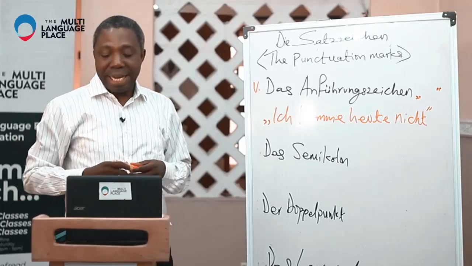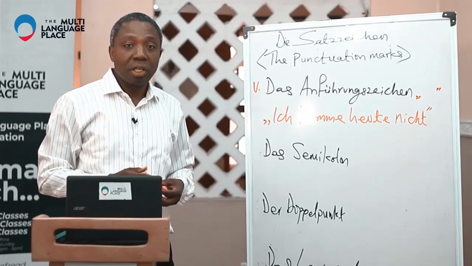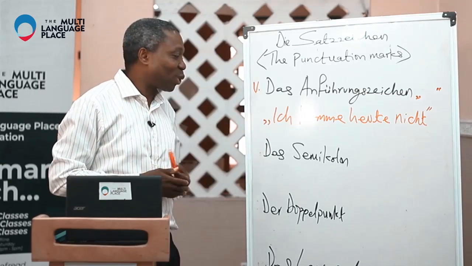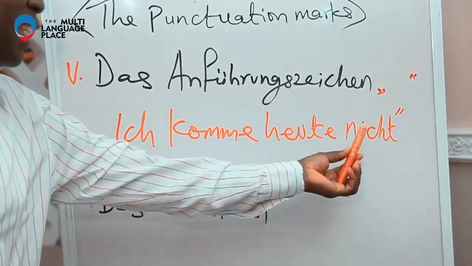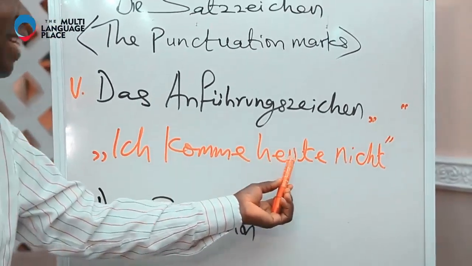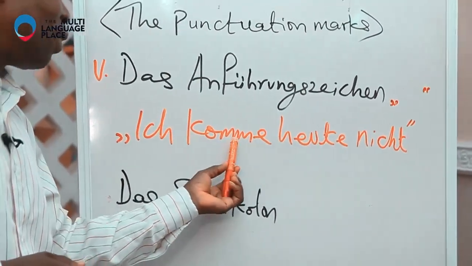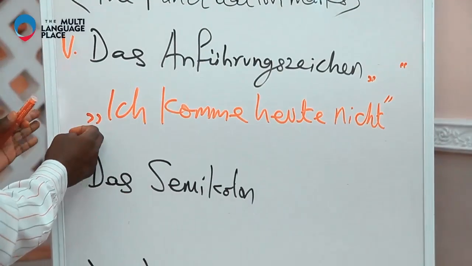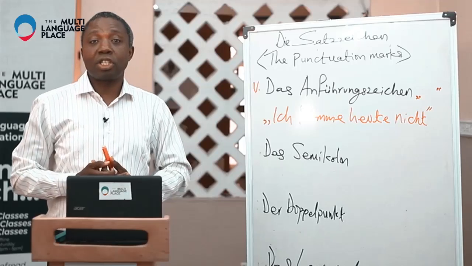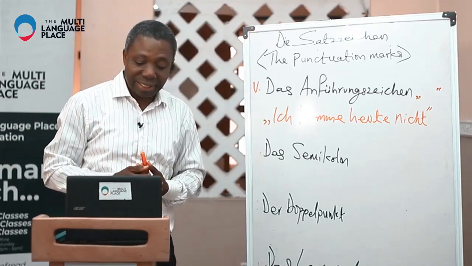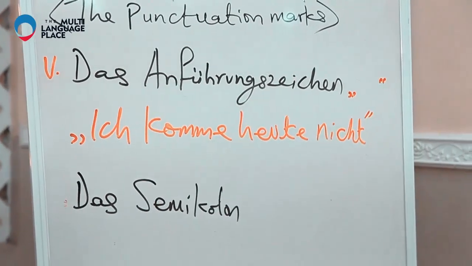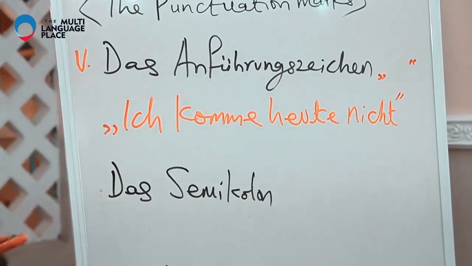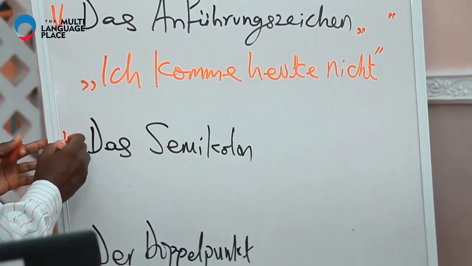It's actually used in direct speech. Maybe a professor has said, or a lecturer has said, or a teacher has said, he's not coming to class today, so he says, Ich komme heute nicht. I am not coming today. And then you use the quotation marks to show that this is direct speech from the speaker, from the person that has given the sentence. So we have das Anführungszeichen. Good. We come to the next one, which is number 6.